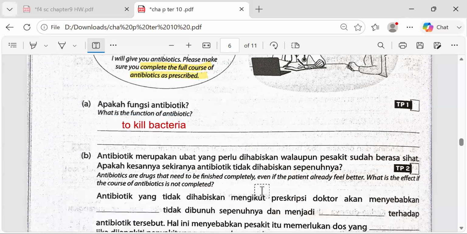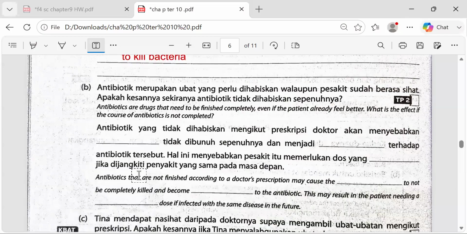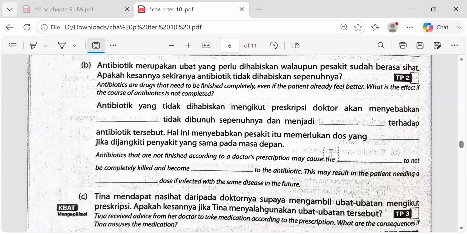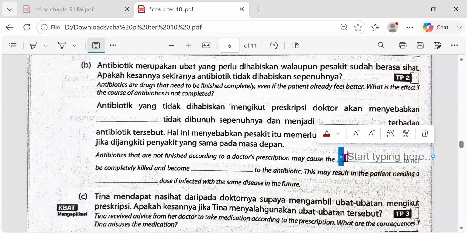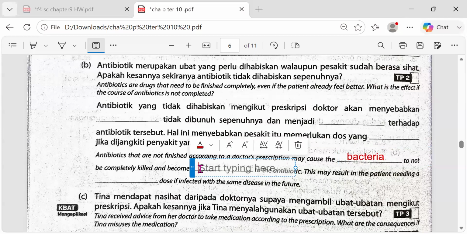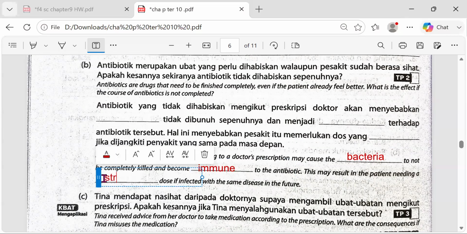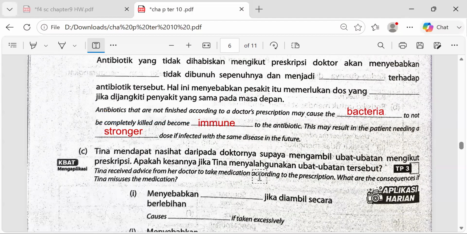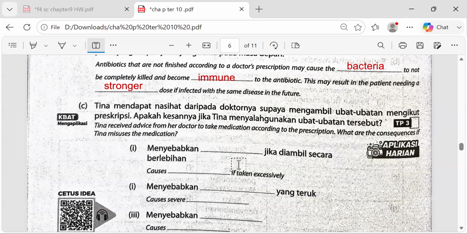Antibiotics are drugs that need to be finished completely, even if the patient is already feeling better. What are the effects if the course of antibiotics is not completed? Antibiotics that are not finished according to the doctor's prescription may cause the bacteria not to be completely killed and become immune or resistant. This may result in the patient needing a stronger dose. Can you just keep giving stronger and stronger antibiotics? No, because your kidneys will fail.